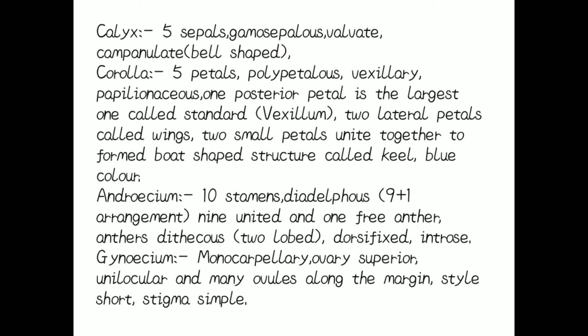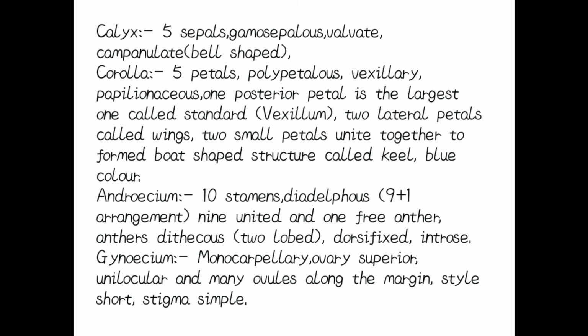Calyx, 5 sepals, gamosepalous and showing valvate aestivation. It is bell shaped. Corolla, polypetalous, vexillary. So here a very unique flower arrangement is seen.